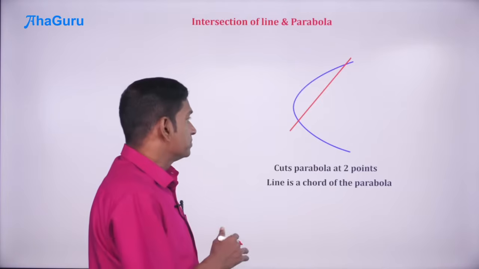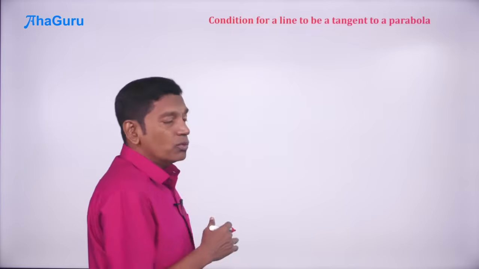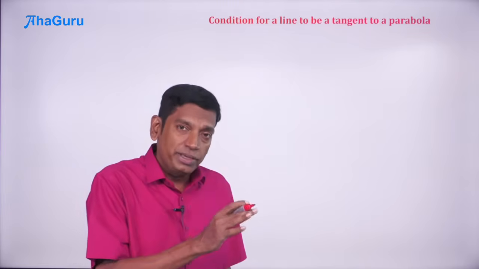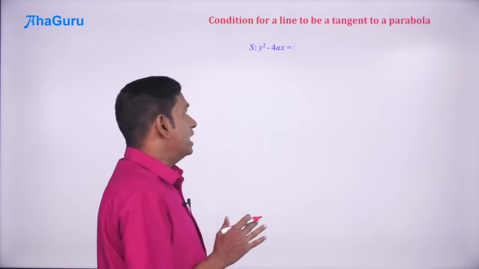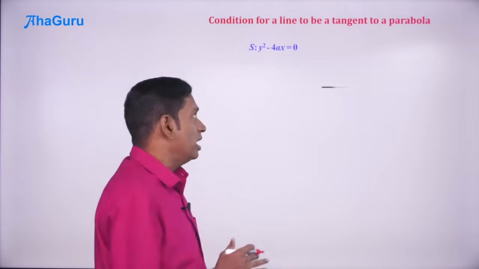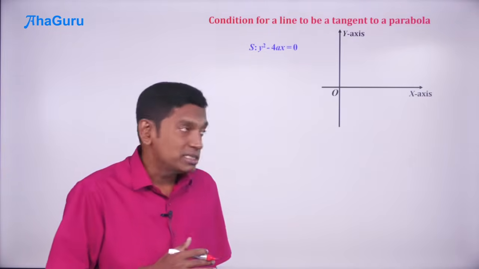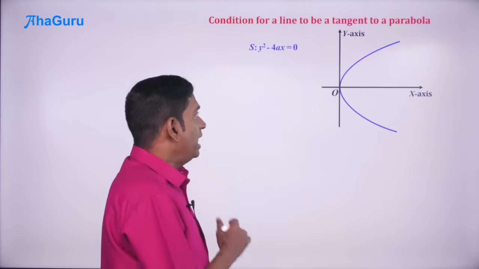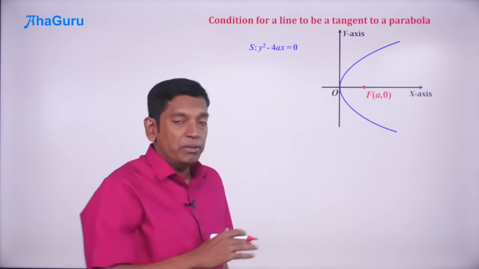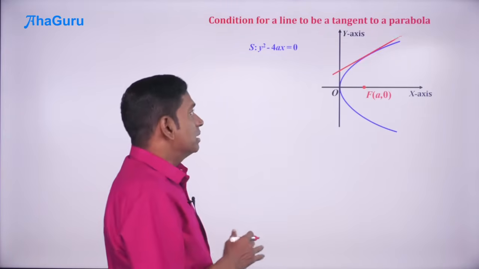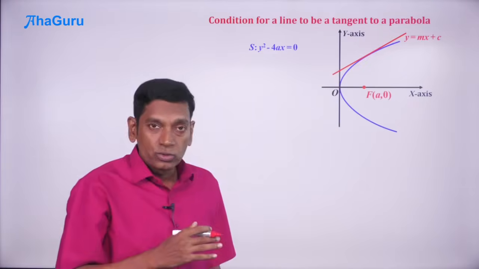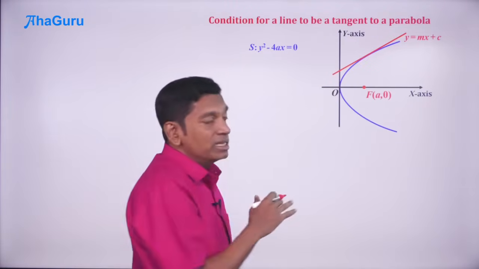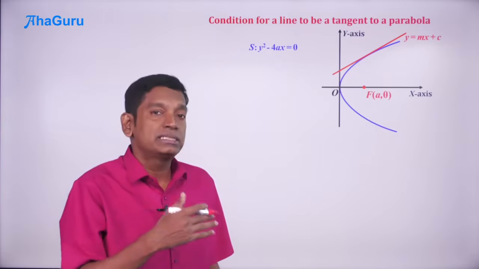Now, let us look at the tangent part in a bit more detail. So, what is the condition for a line to be a tangent? For that we are going to take the standard form of the parabola y squared minus 4ax equals 0, which we know is a right facing parabola like this. And the focus is at (a, 0). Now, suppose we have a tangent to this parabola, and let us say the tangent equation is y equals mx plus c.